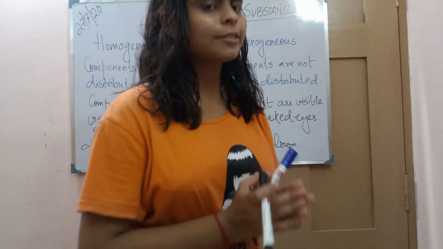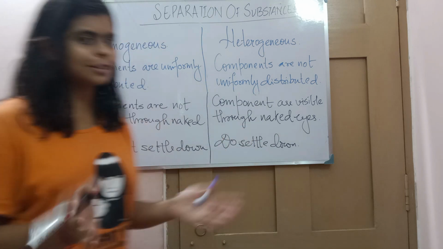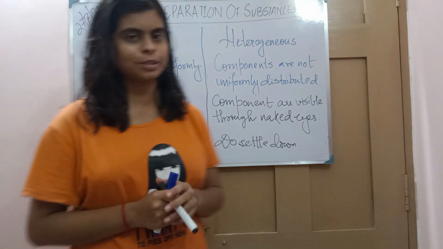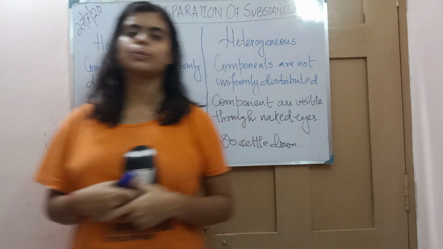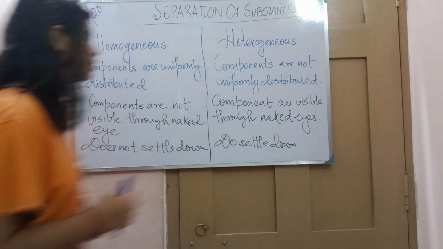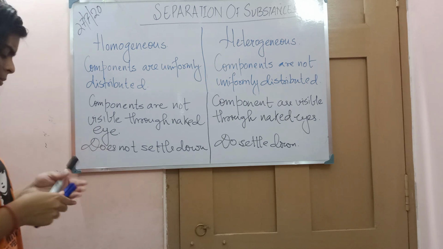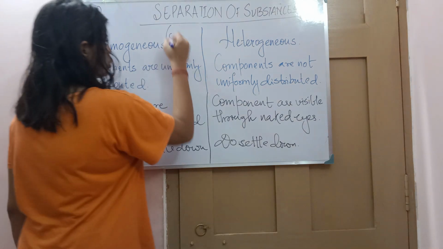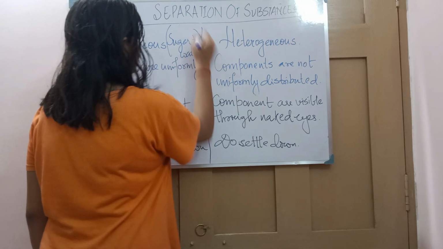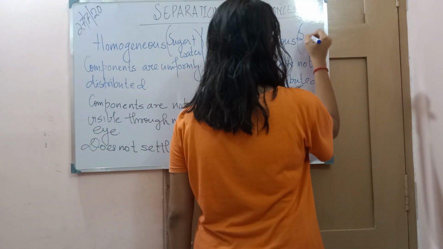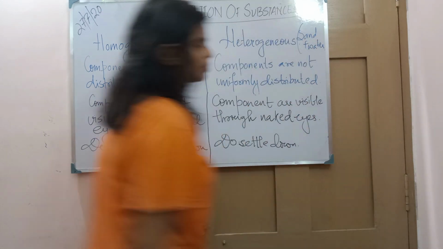In the last class we discussed what is homogeneous and what is heterogeneous. We have seen the examples of homogeneous and heterogeneous, that is sugar plus water and sand plus water. So let's recapitulate the homogeneous mixture. What have we seen? Let's take the example of sugar plus water that we took in the last class, and sand plus water, right?